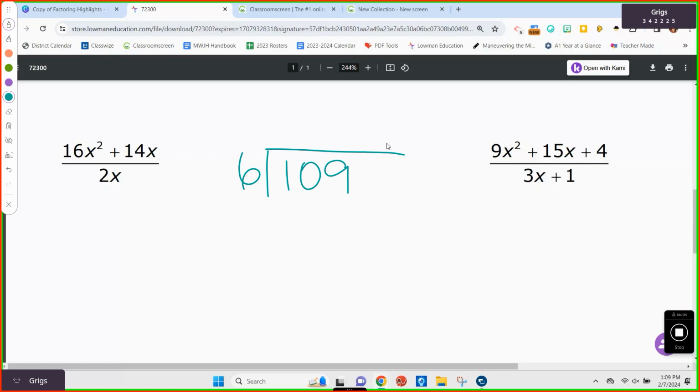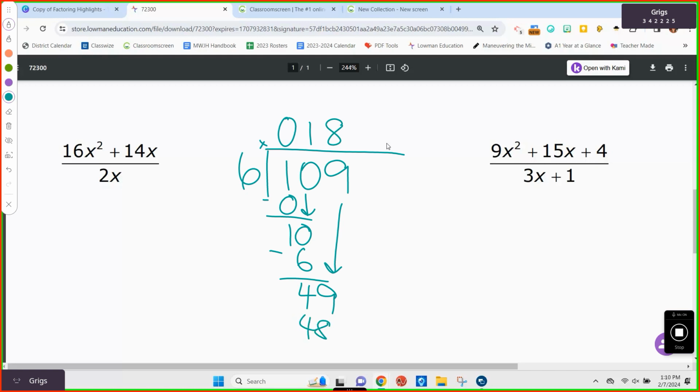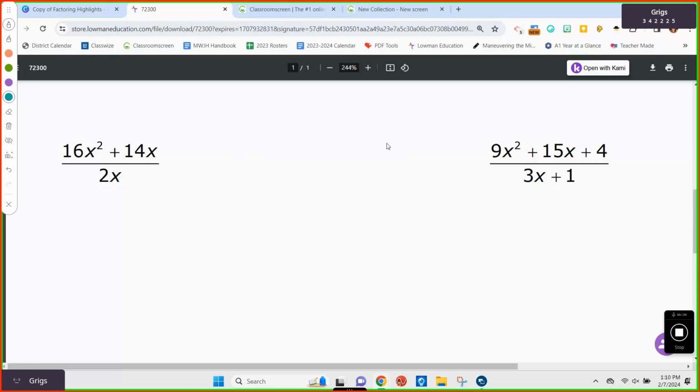Can 6 fit into 1? No. So you put a 0, right? And then you say 0 times 6 gives you 0, subtract, and bring down. How many times does 6 go into 10? 1. Then I bring down my 9, and I say how close can 6 go into 49 without going over? 8. Then I would subtract. All of this to say, whatever number I'm multiplying goes on the top, and this ends up being my answer, correct?